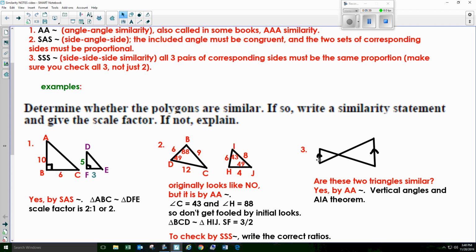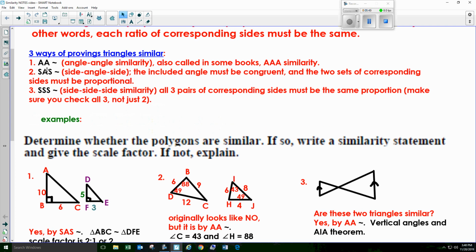So it's yes or no. If it's similar, you write a similarity statement and give the factor. If not, you explain why it's not. So if you're looking at these 2 cases here, you'd see that the ratio of one pair of the corresponding sides was not the same as another. Or if you're dealing with AA, you'd have to show that 2 of the 3 angles were different. They're not all the same.